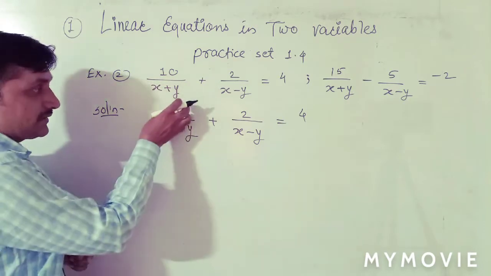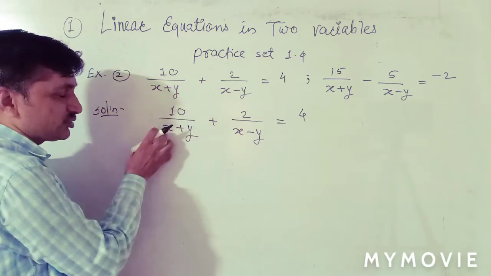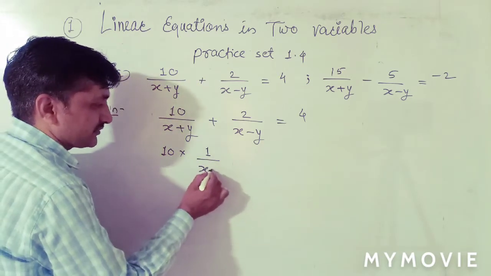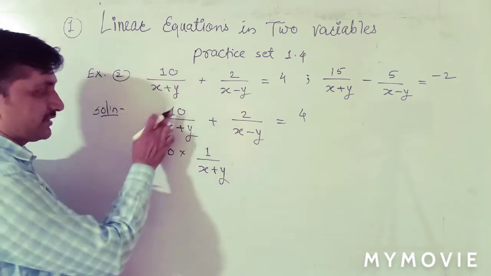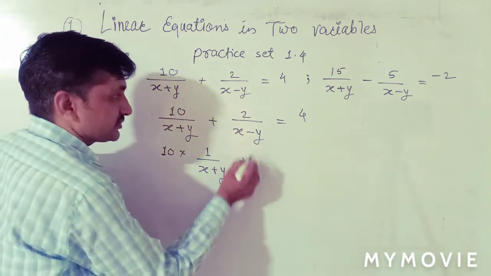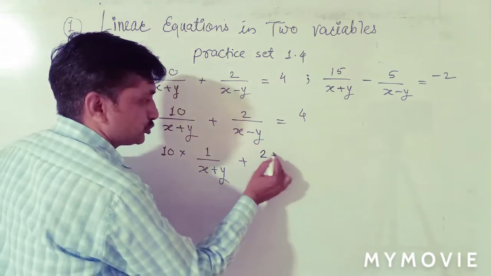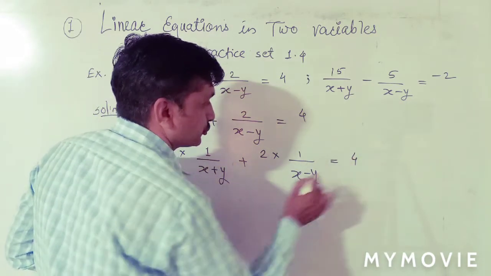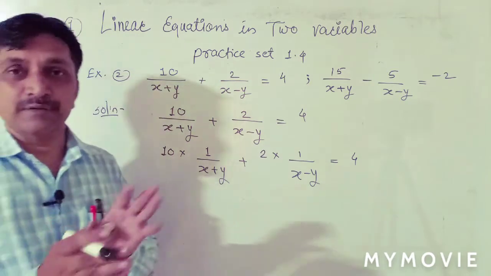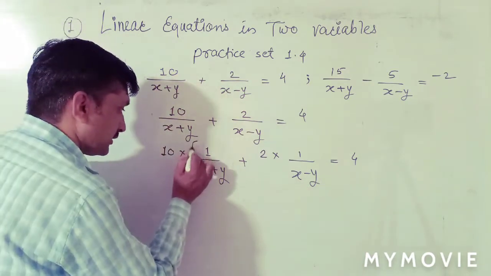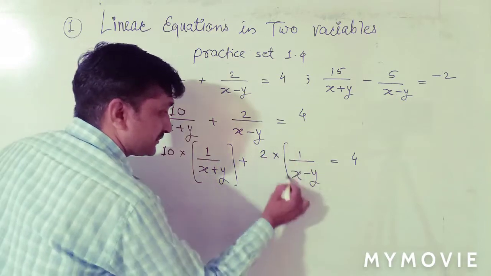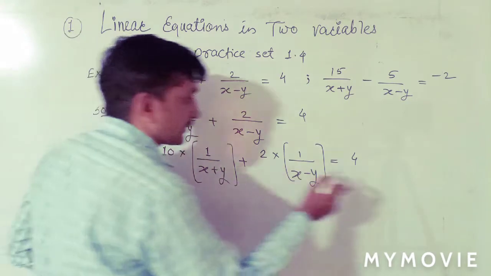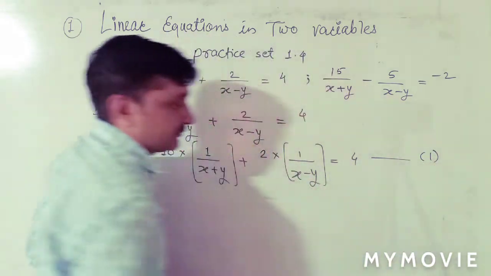Now here I separate this 10 from this fraction: 10 multiplied by 1 upon x plus y, plus here also I separate 2 from here: 2 multiplied by 1 upon x minus y is equal to 4. I separated both the numerators and then I put each fraction in brackets. Now here I give number 1.